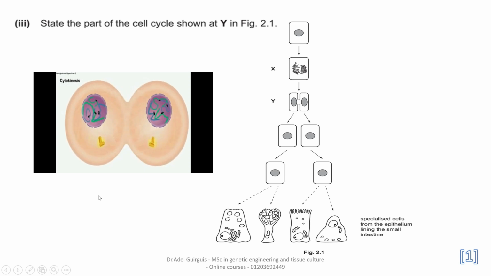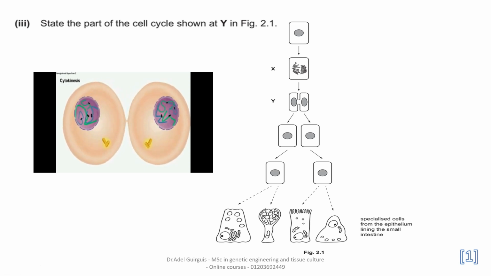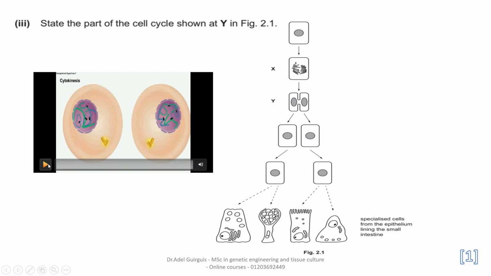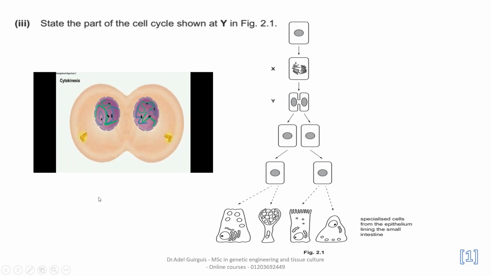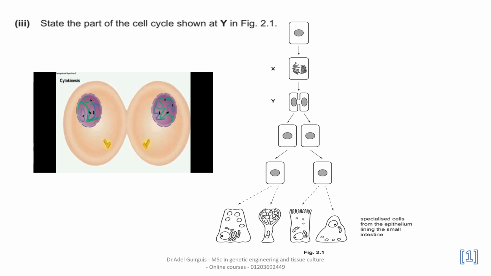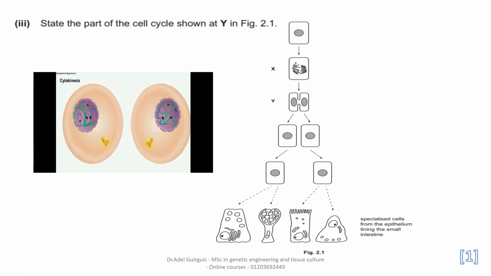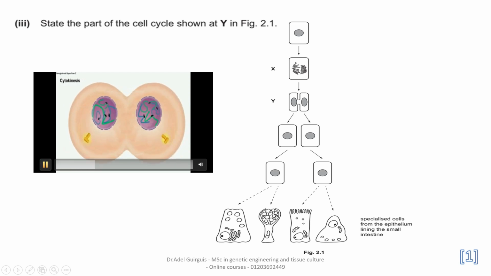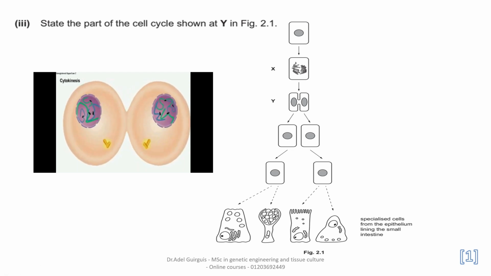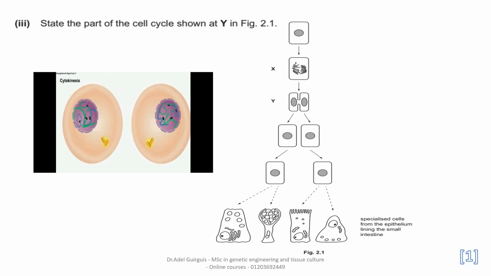After nuclear division, the cytoplasm must be divided into 2 parts, into 2 daughter cells. This is called cytokinesis. Again, the cytoplasm shrinks, like this. Again, last time, after telophase, the cytoplasm divides into 2 portions, into 2 daughter cells. This is called cytokinesis. So Y is called cytokinesis.